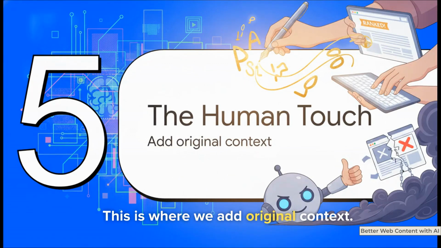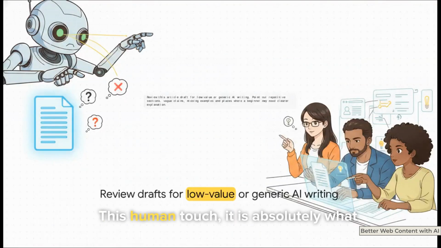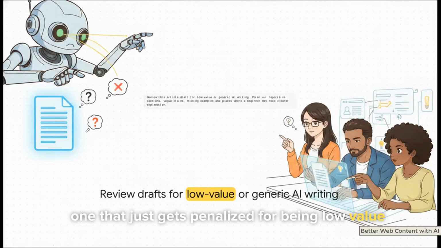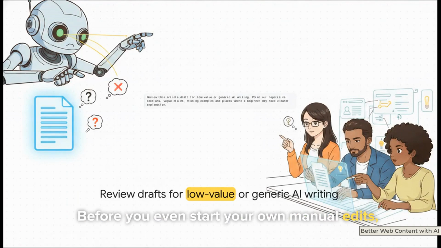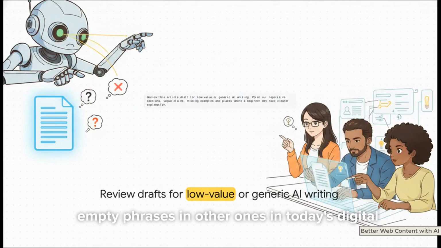Which brings us to our final step, Section 5, the human touch. This is where we add original context. This human touch is absolutely what separates a site that ranks and converts from one that just gets penalized for being low-value spam. But here's a pro tip. Before you even start your own manual edits, make the AI audit itself. Use this prompt to ask the AI to flag its own empty phrases, like "in today's digital world" or "unlock the power of," and have it point out repetitive structures. It's a fantastic self-correction tool.